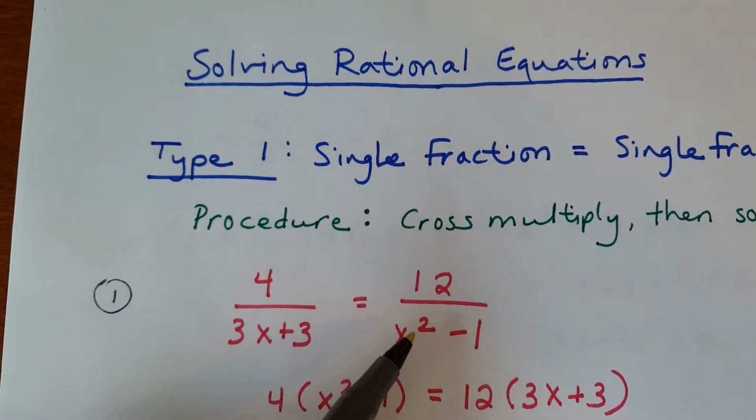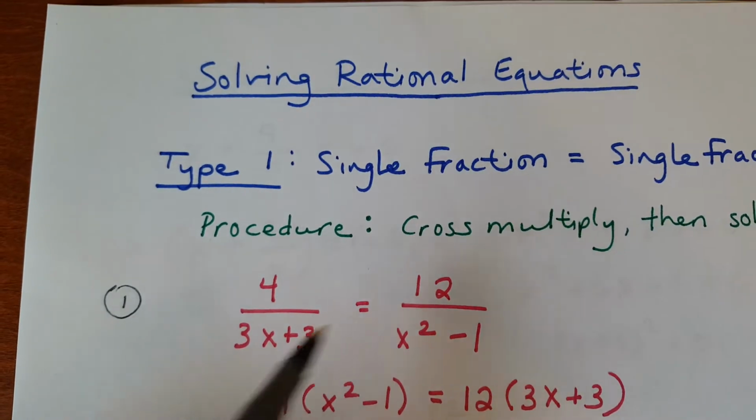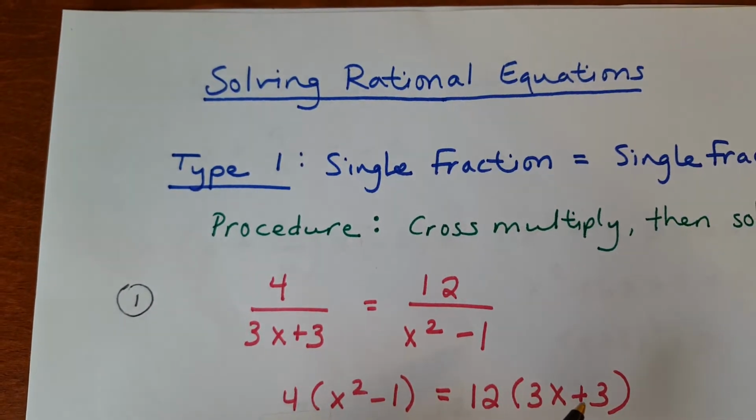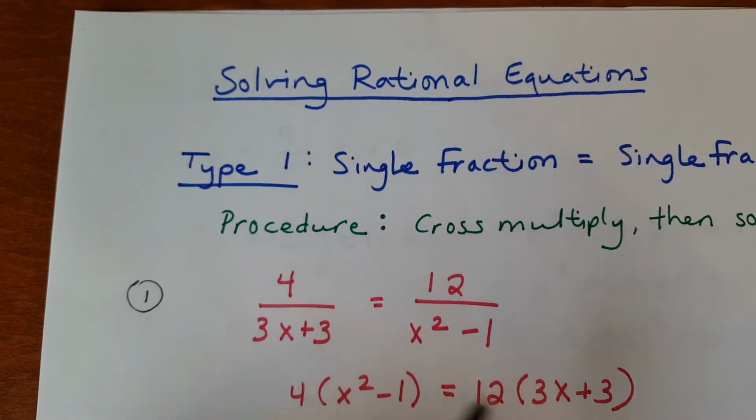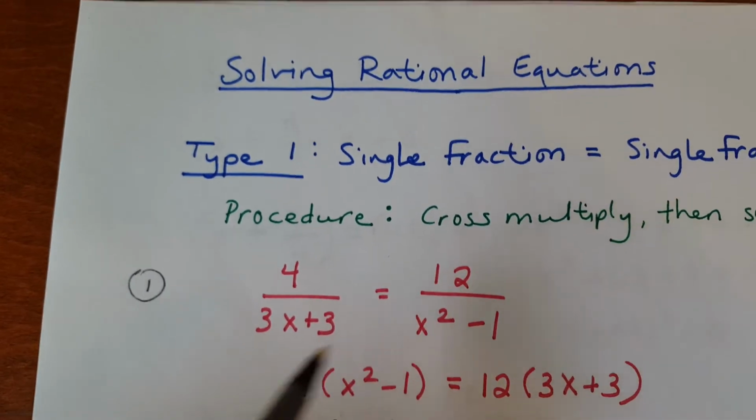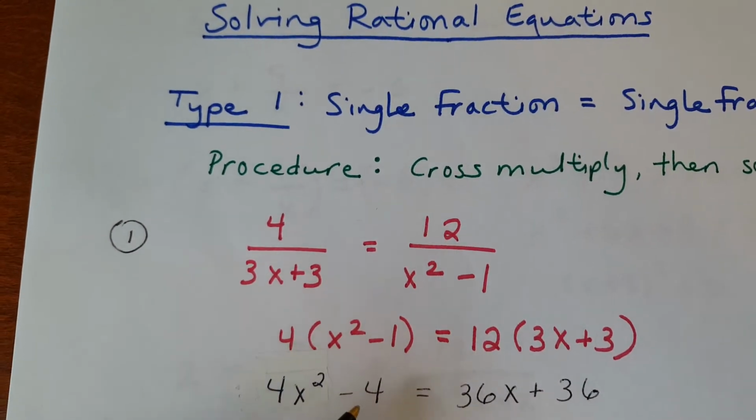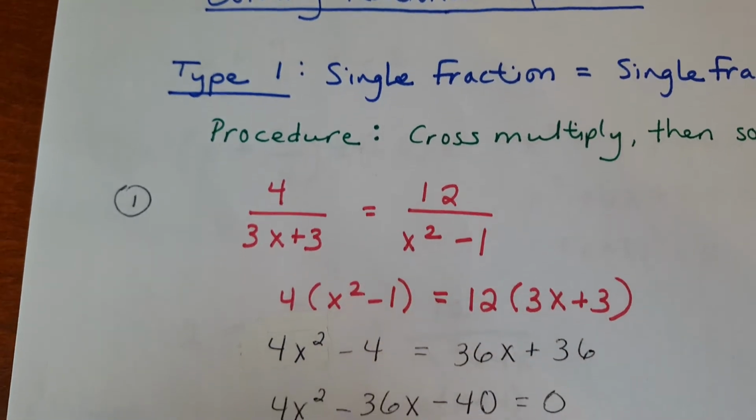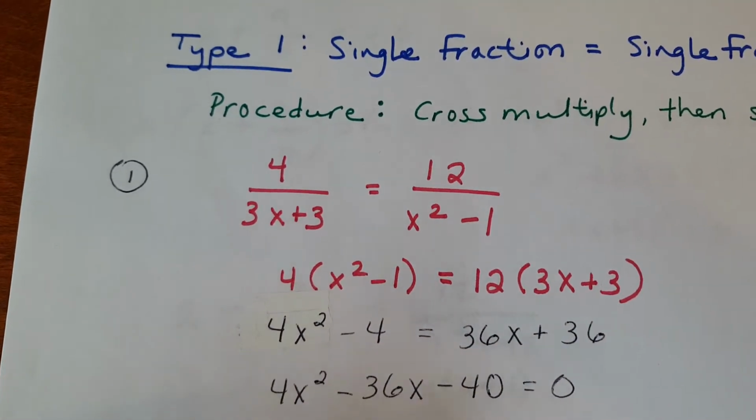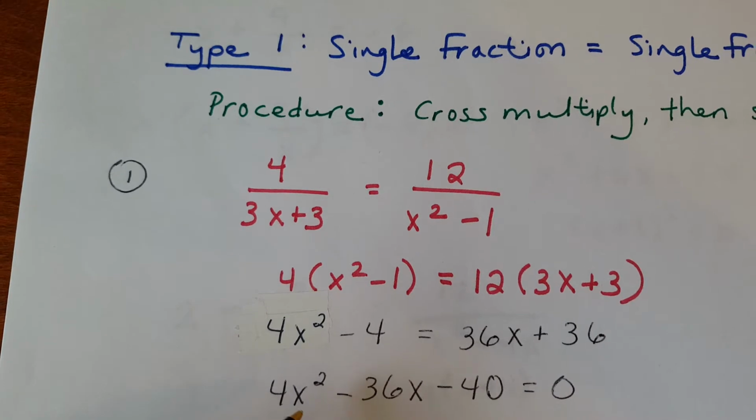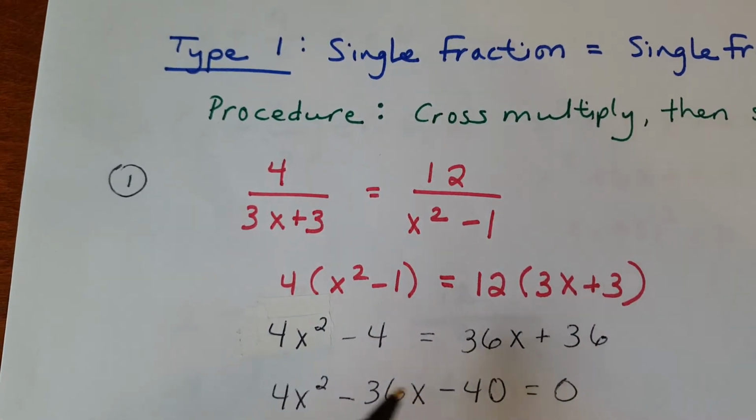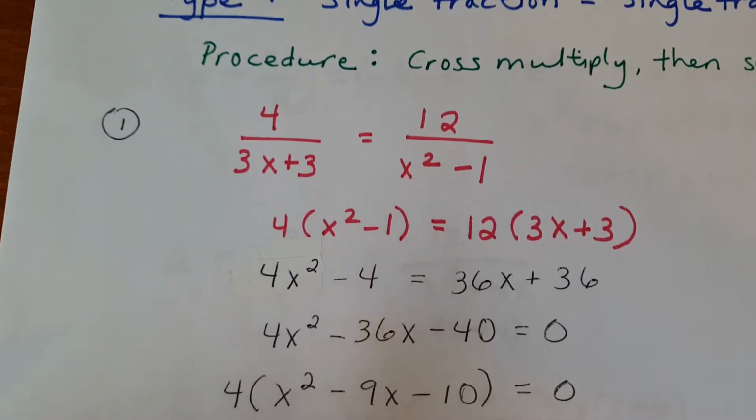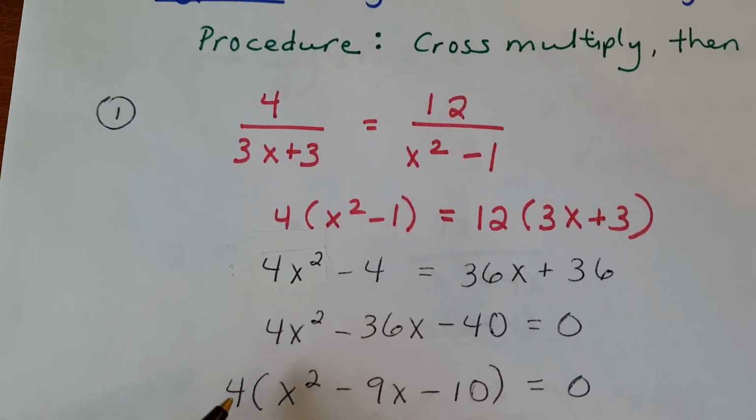So we've got 4 times x squared minus 1 and 12 times 3x plus 3. It doesn't matter which side these two things are on, as long as you've cross multiplied. Distribute the 4, distribute the 12. Then I got all terms to the left side and set it equal to 0. I look for a greatest common factor, and I factored out a 4.